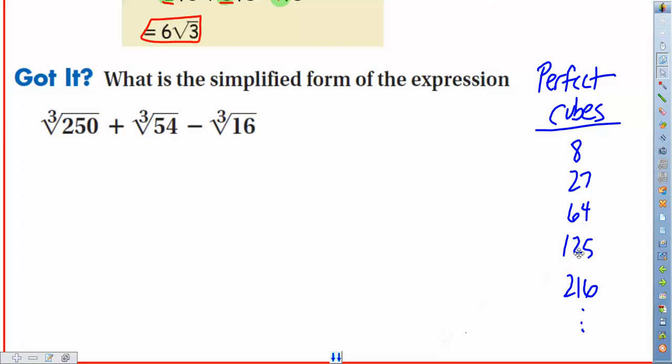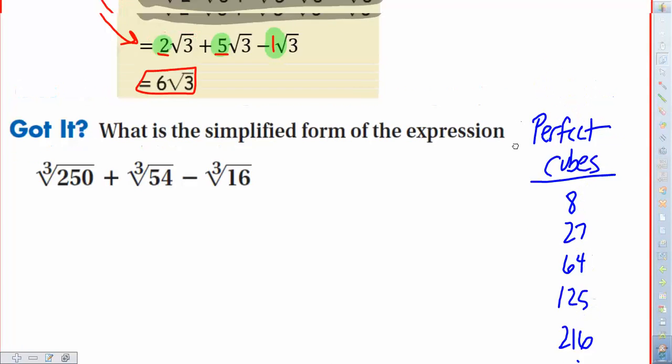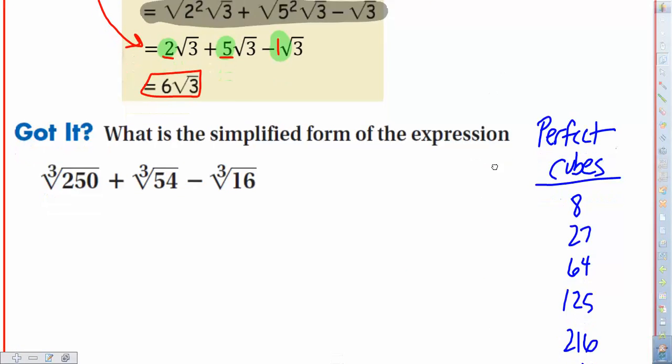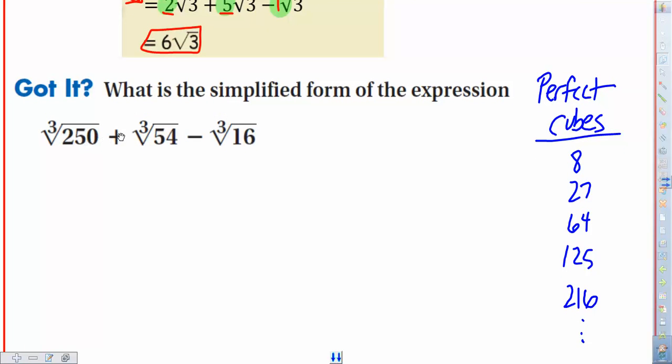Now, remember that really awesome little cheat code that you might have right here? That doesn't necessarily work here, because if you look at all three of these numbers, 250, 54, and 16, actually, I don't think any, nope. So you're actually going to have to break down each one of these. Okay?